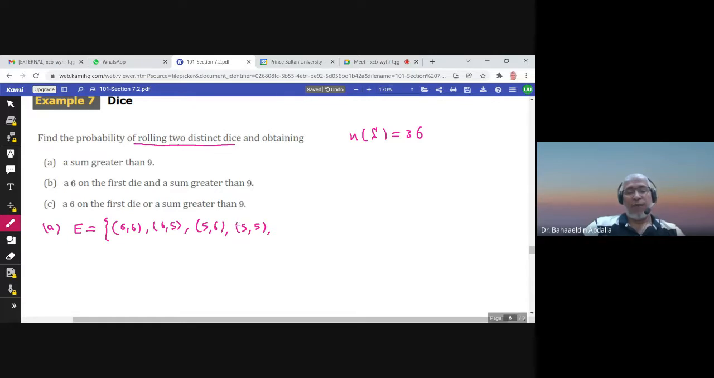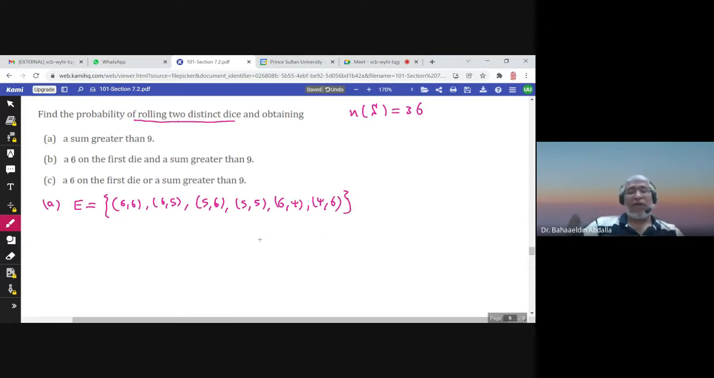Okay. There is also 6, 4, 4, 6. 6, 3 is not greater than. Do we have anything else, any outcome that could be greater than 9? So 6, 6, 6, okay, 6, 4 is not, 5, 4 is not. That's it. So 2, 4, 6. So the probability of E is 6, a sum greater than 9.